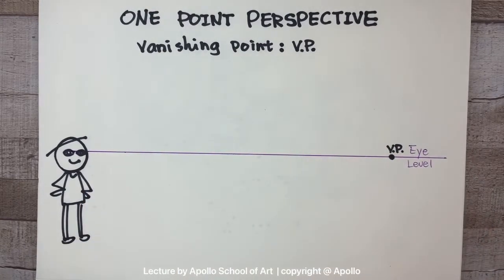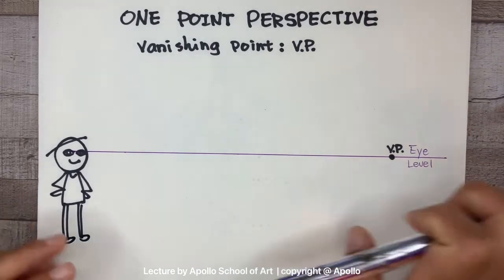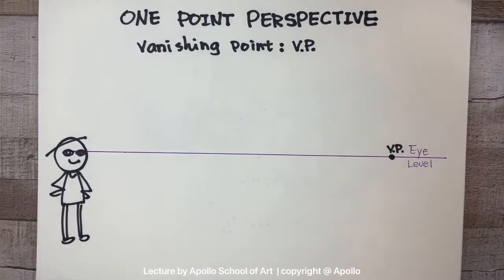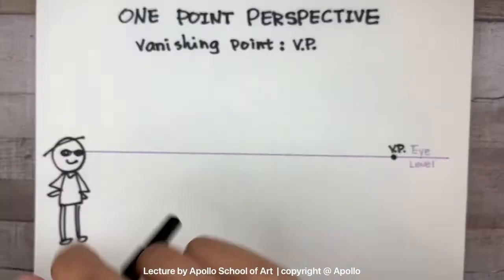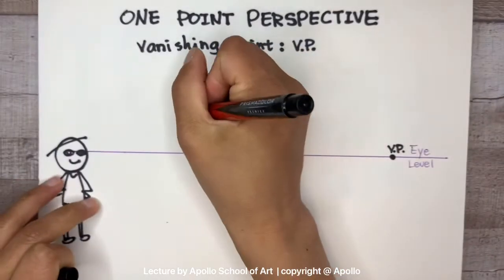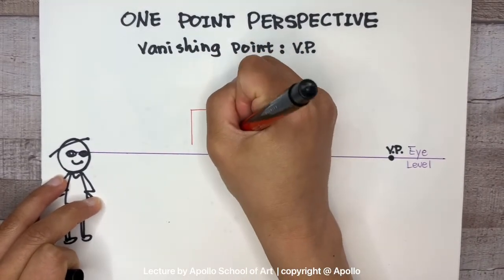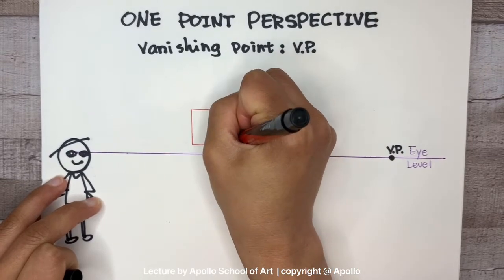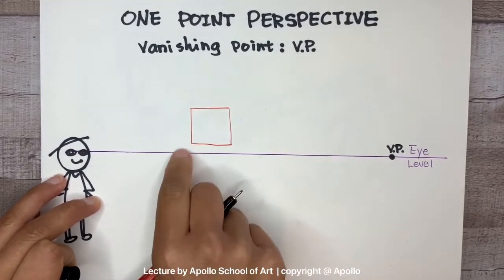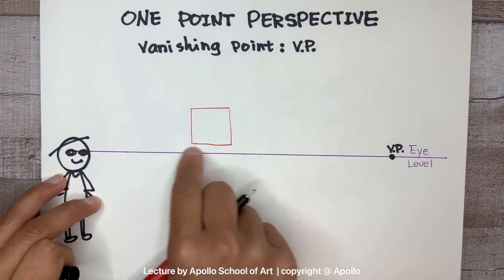Okay, so let's do a small practice. You are going to draw a bunch of boxes. I am going to use the color red. A bunch of boxes. The boxes have to have vertical lines and horizontal lines. They have to be straight up, okay, and horizontal.